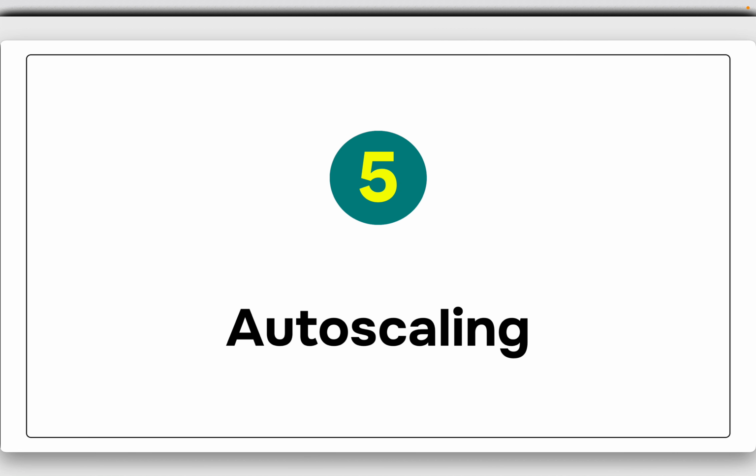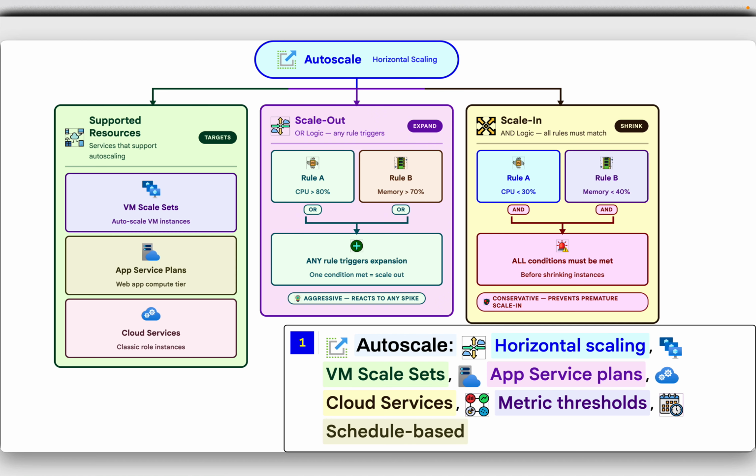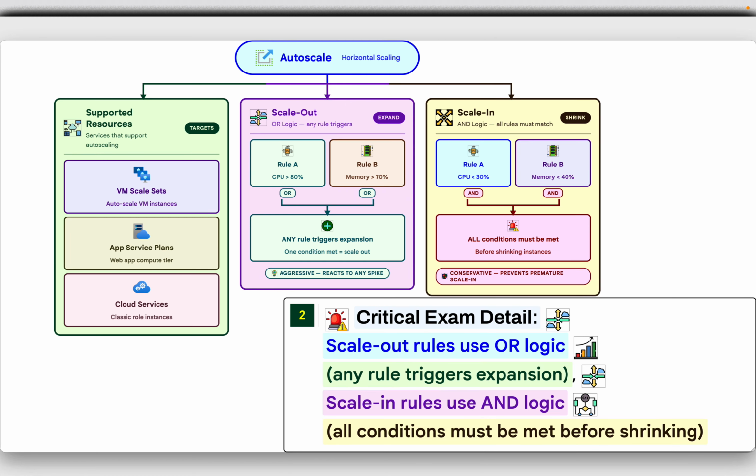Fifth topic is autoscaling. Autoscale drives horizontal scaling for virtual machine scale sets, app service plans, and cloud services. It can scale based on metric thresholds or on a schedule. So this is a critical exam detail. Scale out rules use OR logic, which means any single rule can trigger expansion. Scale in rules use AND logic, which means all conditions must be met before shrinking instances. This asymmetry appears in almost all the exams, and this unintuitive AND logic for scaling is one of the traps in the exams.